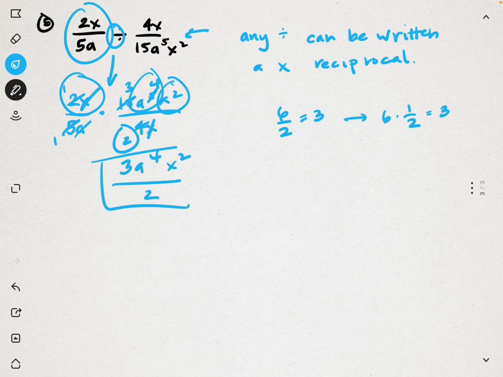Okay, so this whole thing simplifies to 3a to the 4th x squared over 2. And again, it's the same idea when we're dividing. We just have to make sure that we change the division to times the reciprocal, and then you'll be fine.